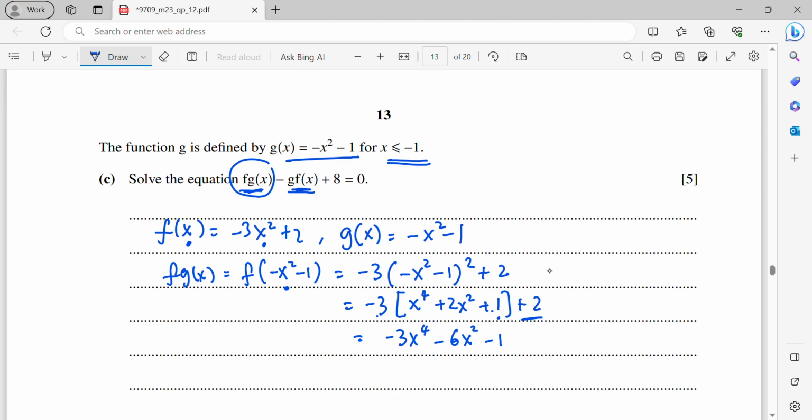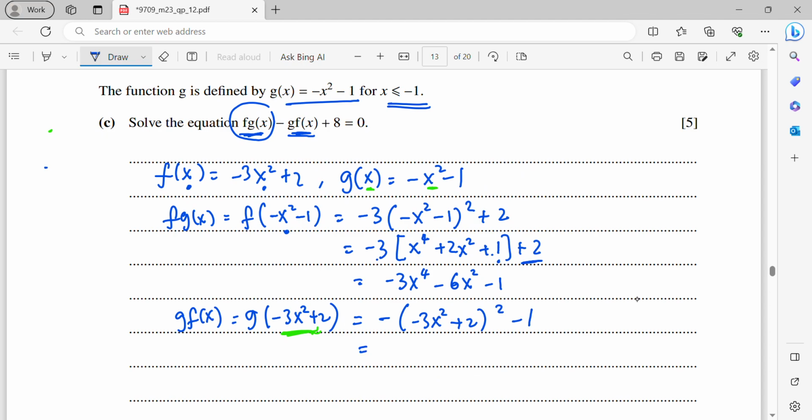Okay, now for the gf(x). So gf(x) is going to be g of f(x). So now my f(x) I will replace. My f(x) is negative 3x squared plus 2. So now, when you need to get this composite function, your x in the g will be replaced by negative 3x squared plus 2. Therefore, I will get negative, 3x squared plus 2, then another squared, then minus 1.